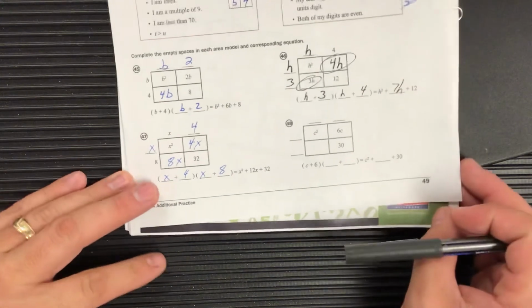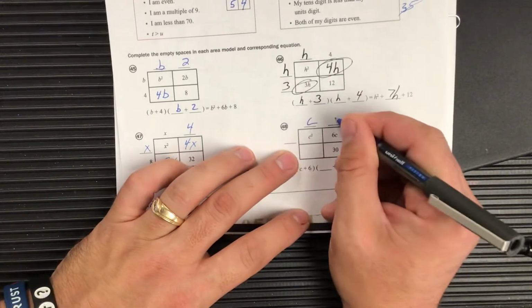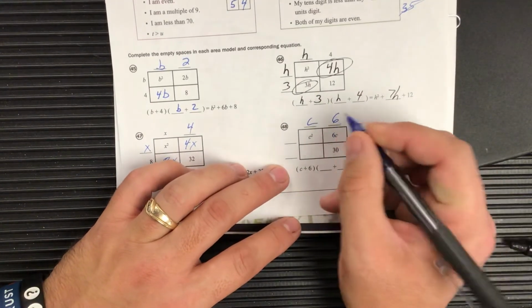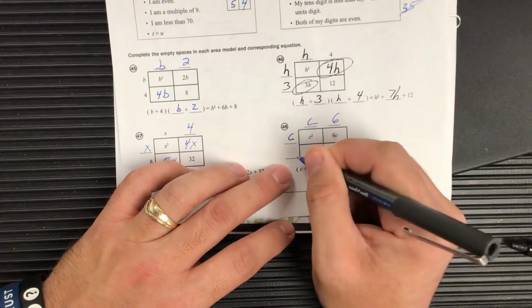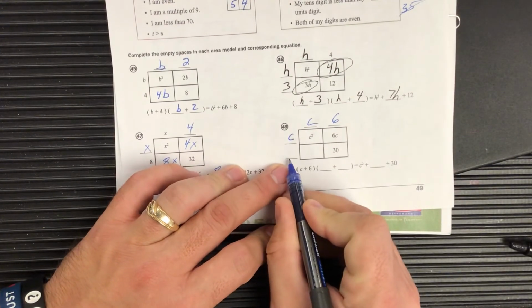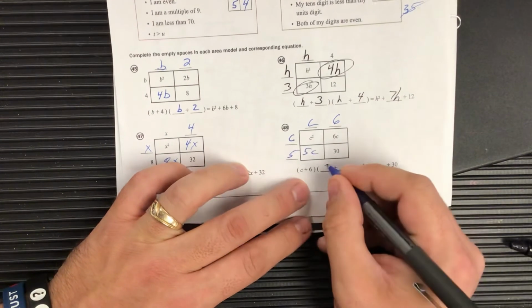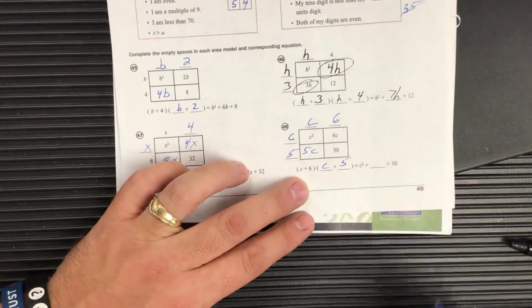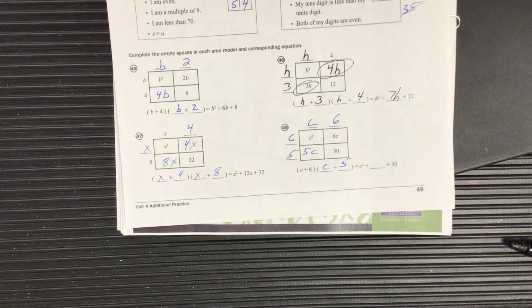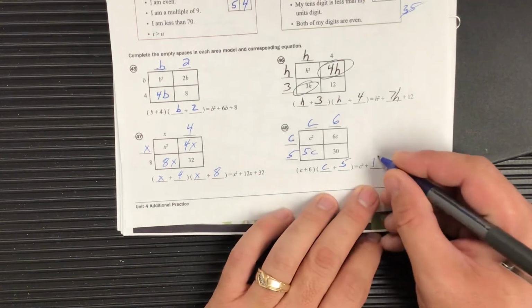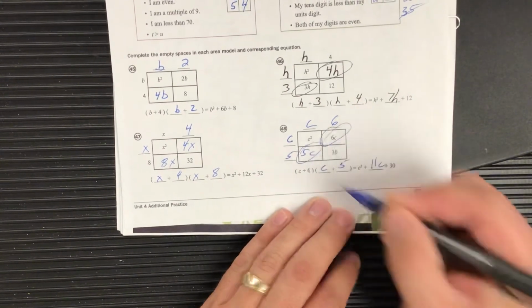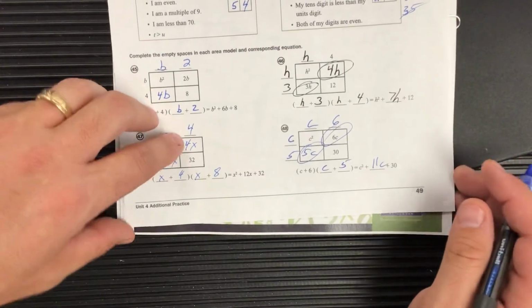On the top, I have c and 6, and on the side, I have just c. And I don't have the second one yet. Well, what times 6? Yeah, 5. One blank to fill out there yet. 11c. Very good. I'm improving. 6c and 5c is 11c.